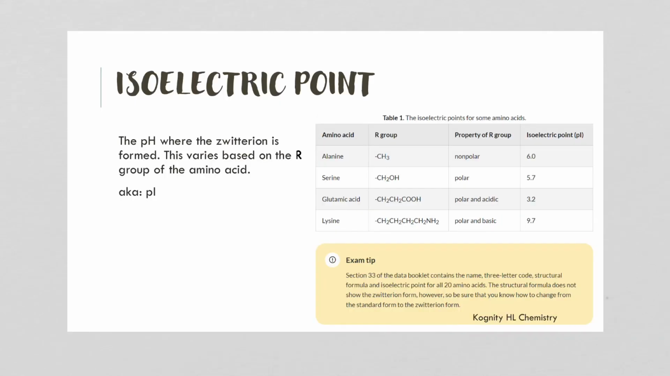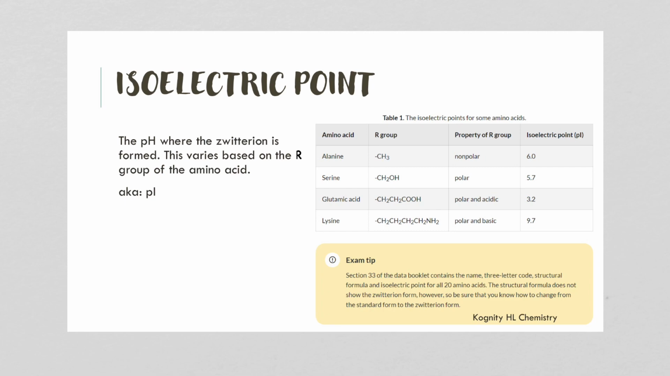So every single amino acid will have a different isoelectric point, and that is the pH where the zwitterion is formed. So this will vary based on the R group of the amino acid. The isoelectric point is symbolized as lowercase pI.